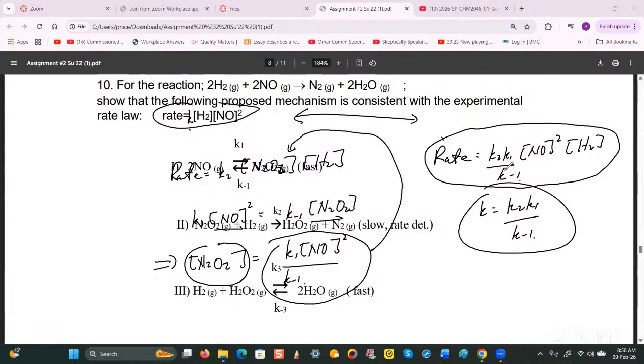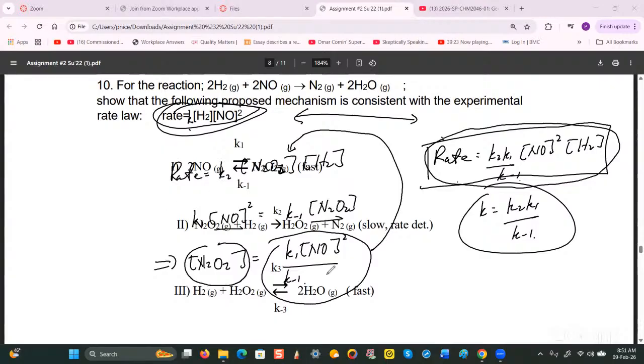So we have just shown that the proposed rate law is what is predicted by the mechanism, because we used the mechanism to derive this equation right here. And that's basically how that is done. Any questions about this one? Any questions? All right.